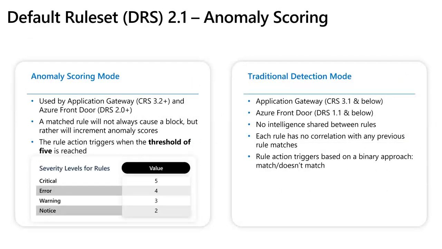Okay, so then here is the anomaly scoring. By default, as I said, the DRS versions 2.0 and above, the latest one being 2.1, uses anomaly scoring. So when a request matches a rule, what would happen in the past is that a request matching a rule would be automatically blocked. That was before the anomaly score.